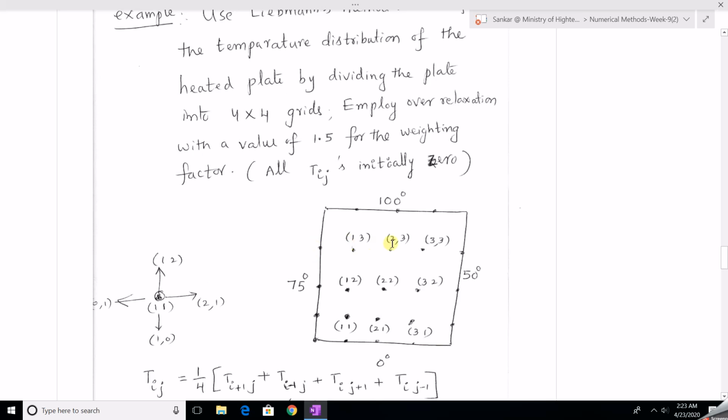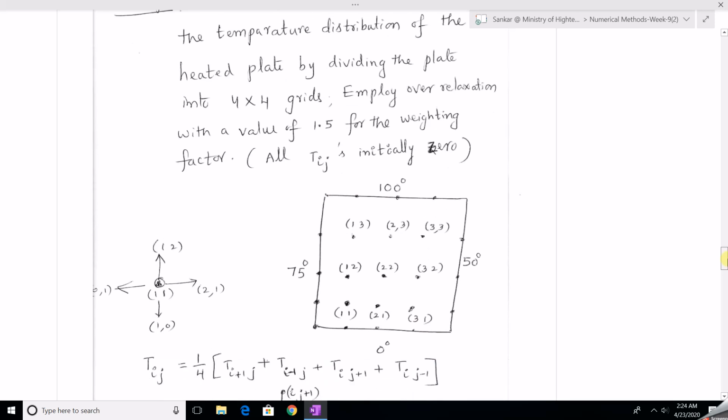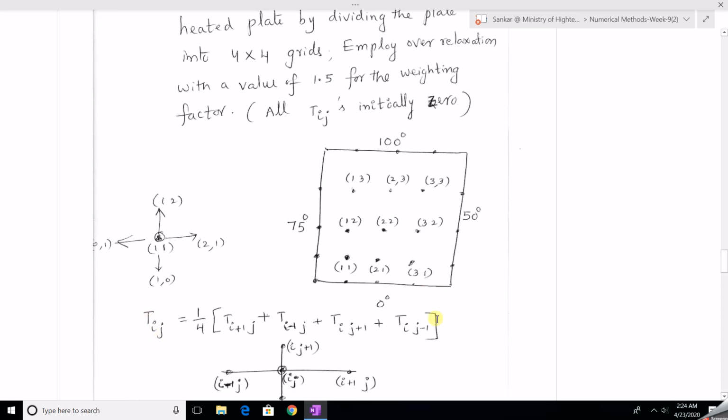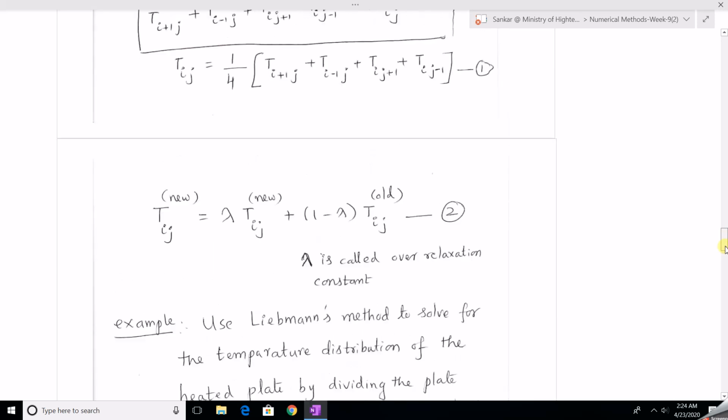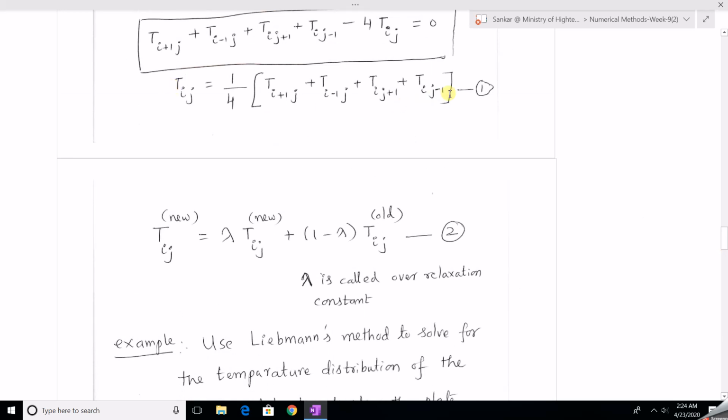Now we have to find the temperature at the intermediate points, that means inside, at 1,1, 2,1, 3,1, 1,2, 2,2, 3,2, 1,3, 2,3, 3,3 by Liebmann's method. For example, if we want the temperature at 1,1, we use our formula that we have seen earlier. Let me show that one. The temperature distribution is given by this formula.